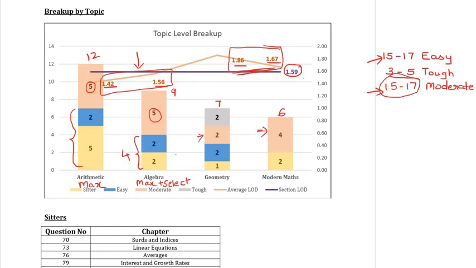Contrary to this, if I look at geometry, I observe that out of these 7 questions, only 3 could be called easy or sitters, whereas there were 2 questions that were moderate, and the only 2 tough questions in the entire section were in geometry. So on the whole, this was definitely a tough section or a tough part of the section, and here the key aspect would have been to select the 3 easiest questions and try and get all of them correct.